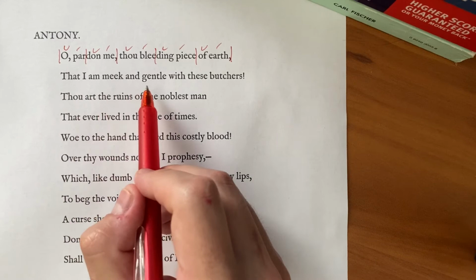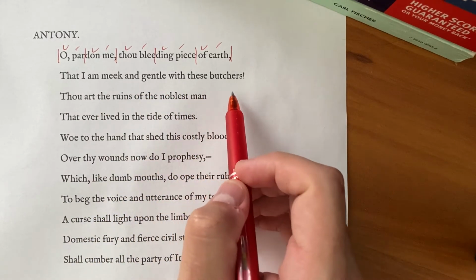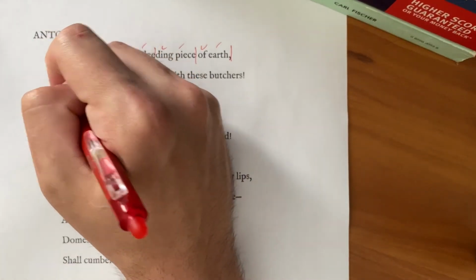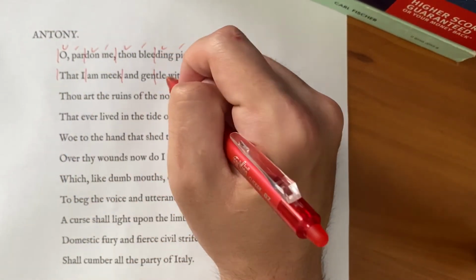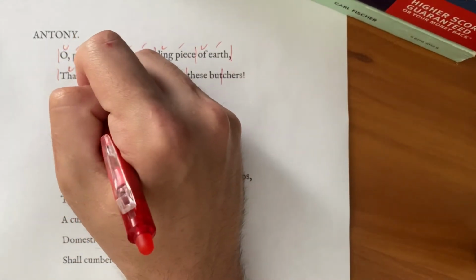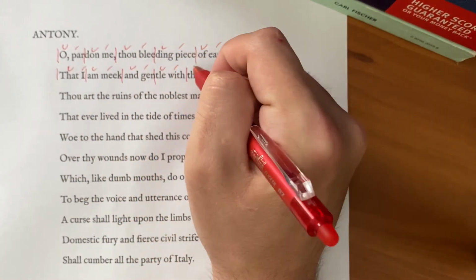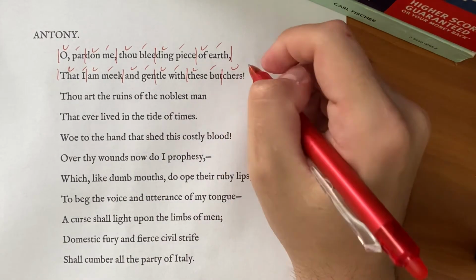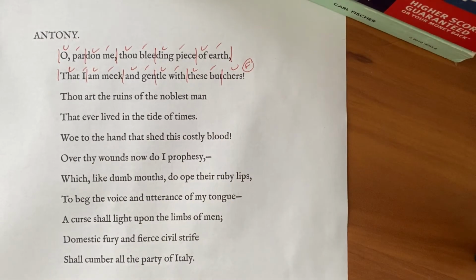"That I am meek and gentle with these butchers." I think we have a feminine ending here. So I see we have an extra syllable. So I'll mark this out: that I am meek and gentle with these butchers. So we know, just from finding this feminine ending, which I need to mark, that Antony's probably wrestling with something, and it's probably seeing Caesar's dead body on the floor. So let's keep going.